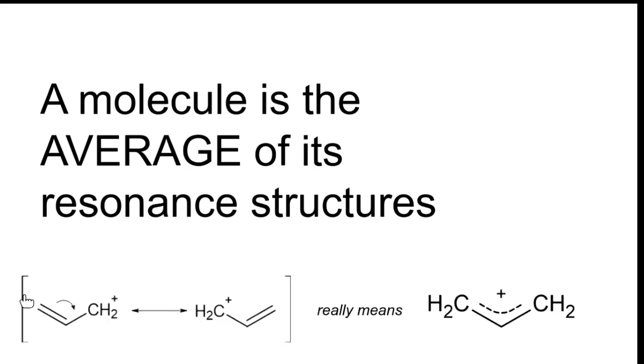You can see with this carbocation here that instead of the double bond being on one side one time and on the other side the next time, it's really a delocalization. So these can each be considered almost like 1.5 bonds, with the delta positive charge spread out between both of these carbons.